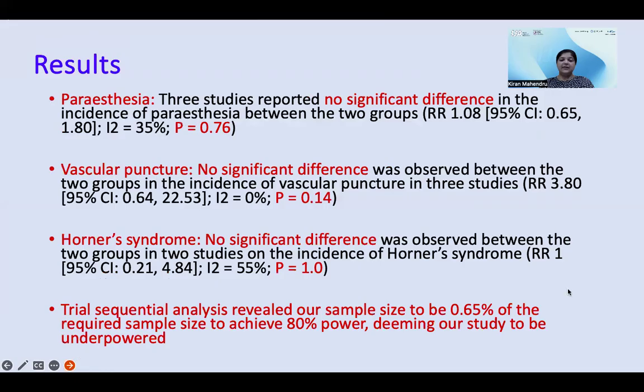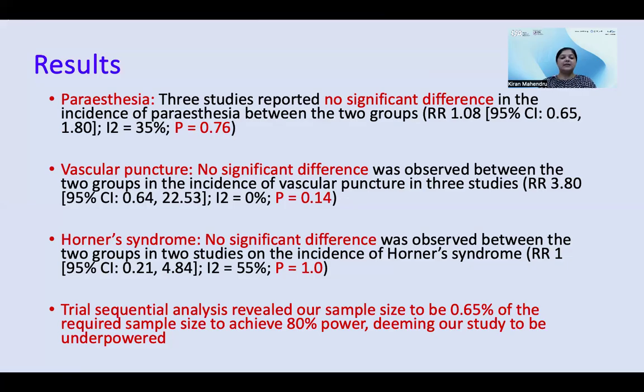Coming to the complications, 3 studies reported no significant difference in the incidence of paresthesia between the 2 groups. There was no significant difference observed between the 2 groups in the incidence of vascular puncture, and there was no difference observed between the 2 groups on the incidence of Horner syndrome.